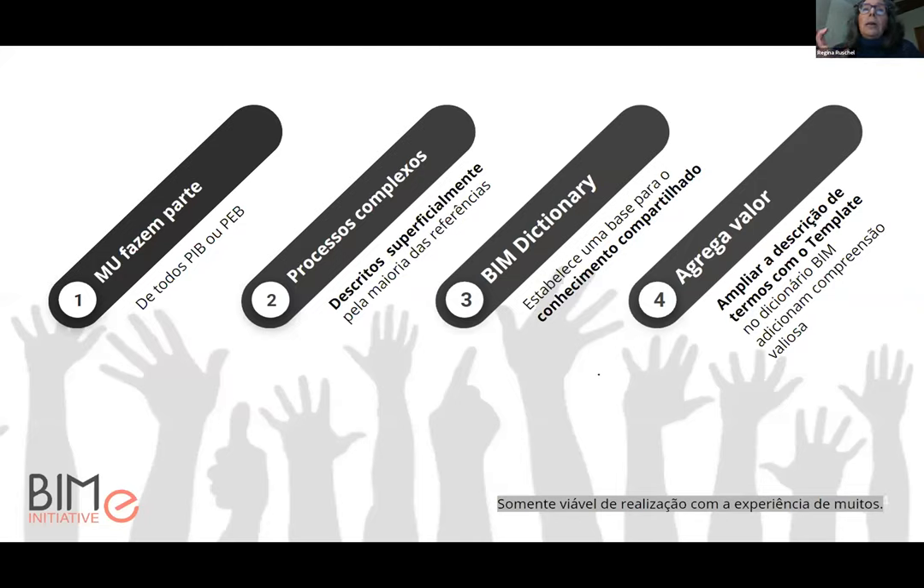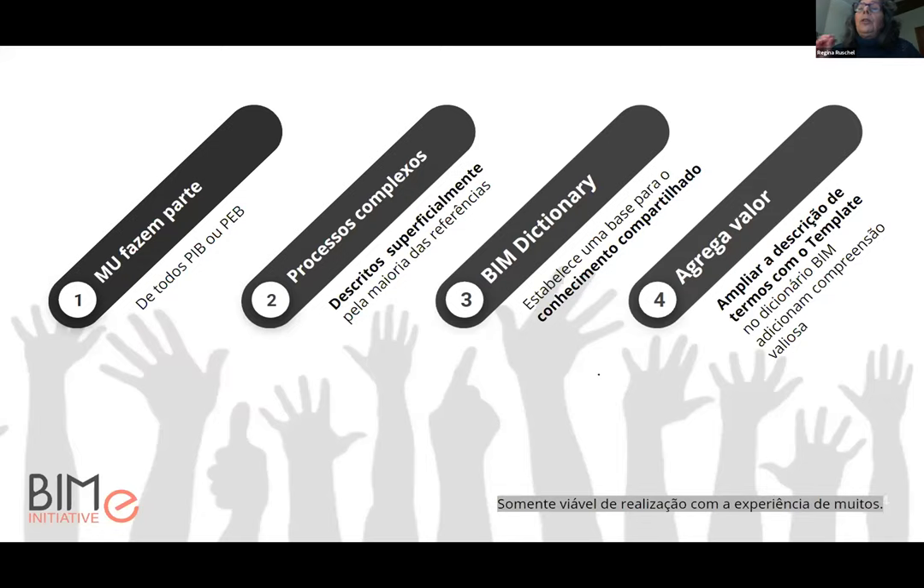A orçamentação, o cálculo estrutural, a autoria, onde sai a concepção do projeto. E esses model uses, que são processos, na verdade, complexos, são descritos de forma superficial pela maioria das referências que nós temos hoje. Mas aqui eu gosto de fazer uma ligação com o BIM Dictionary, que é um projeto da iniciativa BIMe. O BIM Dictionary estabelece uma base para o conhecimento compartilhado.